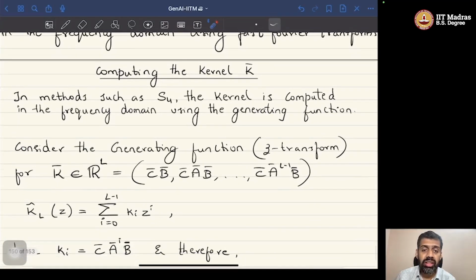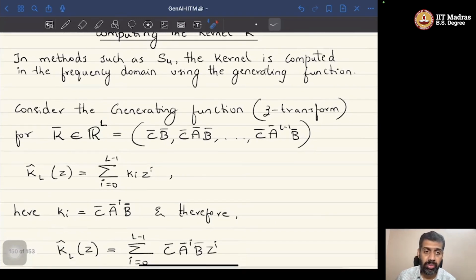Now, to compute the kernel, one needs to go to the frequency domain using the generating function approach. So what is the generating function? For people who are familiar with the signal processing literature, a generating function is typically some discrete transformation such as the Z transform in its truncated version.